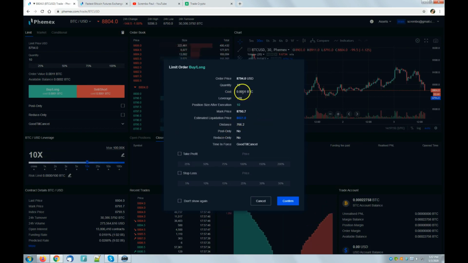Your cost of the trade is represented right here. Take a look at that. And then the value of the trade is also represented on the left side right here. This is going to cost us about, what's that? That's $1 to open up this trade, right? Because 10 divided by 10 is $1. Beautiful.